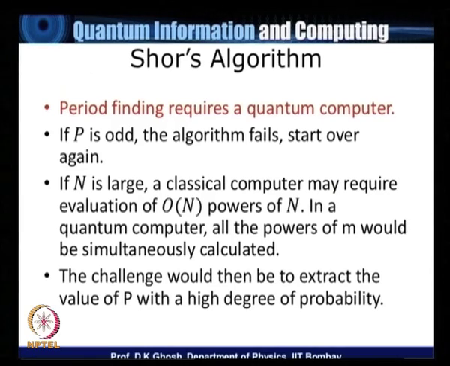If n is large, the classical computer may require evaluation of the order of n powers of m. In a quantum computer, as we have seen, all the powers of m will be simultaneously calculated and stored. Of course, we have been pointing out time and again that in order to extract p, I need to go through a certain exercise, because if I simply do a measurement after the oracle has evaluated it, I would simply get a value of the power with an arbitrary probability.